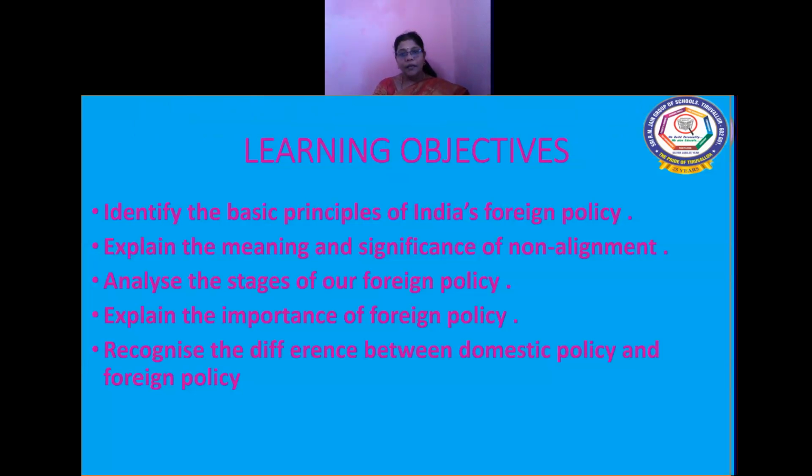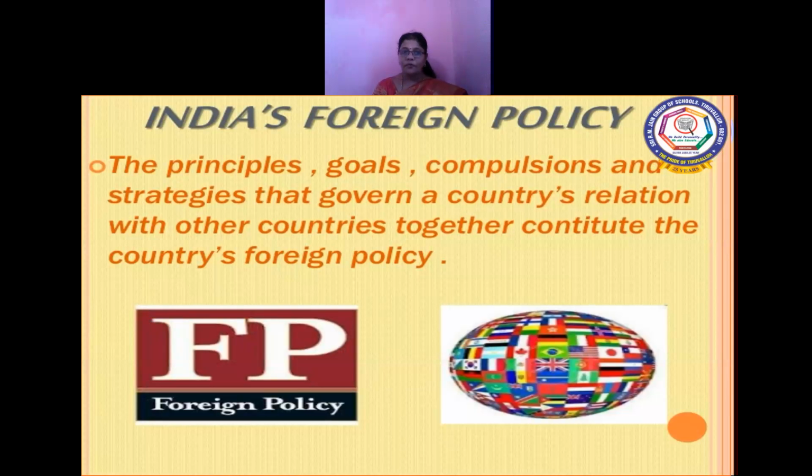So the learning objectives of this lesson are to identify the basic principles of India's foreign policy, explain the meaning and significance of non-alignment, analyze the stages of our foreign policy, explain the importance of foreign policy, and recognize the difference between domestic policy and foreign policy.